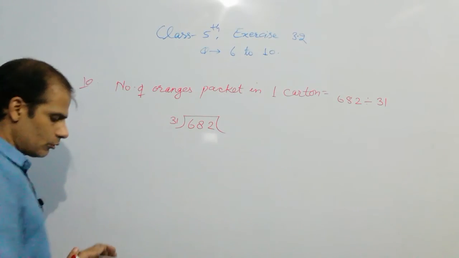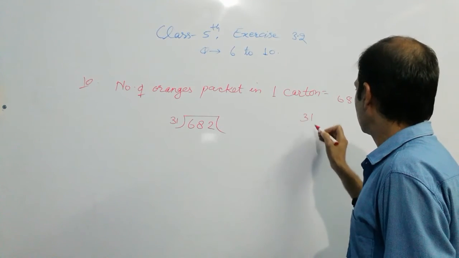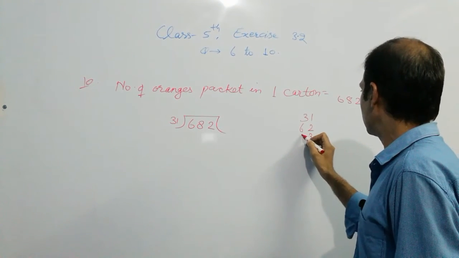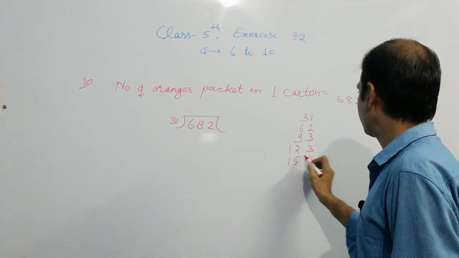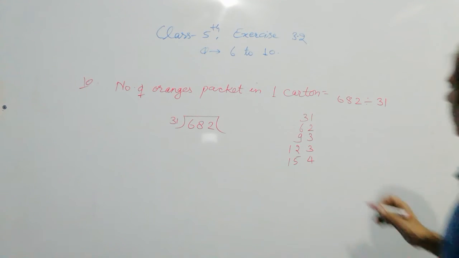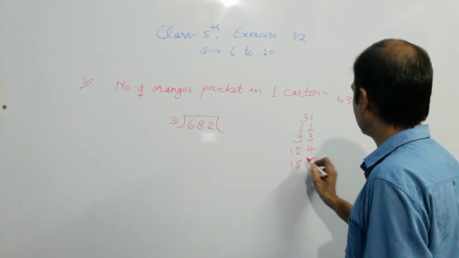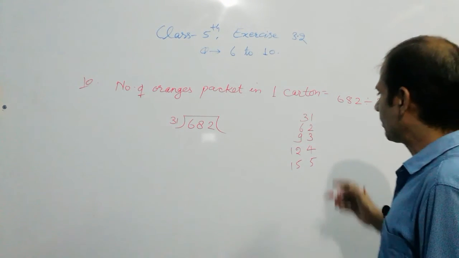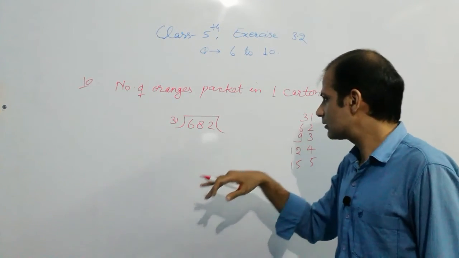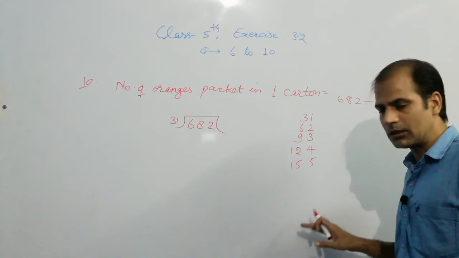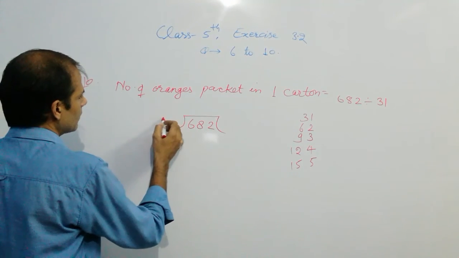Now 31 is a bigger number, so I am going to write the table. 31 1 is 31, 2 is 62, 3 is 93, 4 is 124, 5 is 155. Okay, now I have written the table of 31 up to 5 times. If we need some more numbers, then we will write the table after this number. So try to divide. Number is 31.